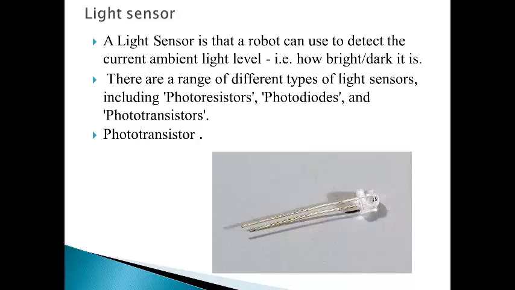Light sensor. A light sensor is something a robot can use to detect the current ambient light level, that is, how dark or bright it is. There are a range of different types of light sensors, including photoresistors, photodiodes, and phototransistors. The following is the image of a phototransistor.